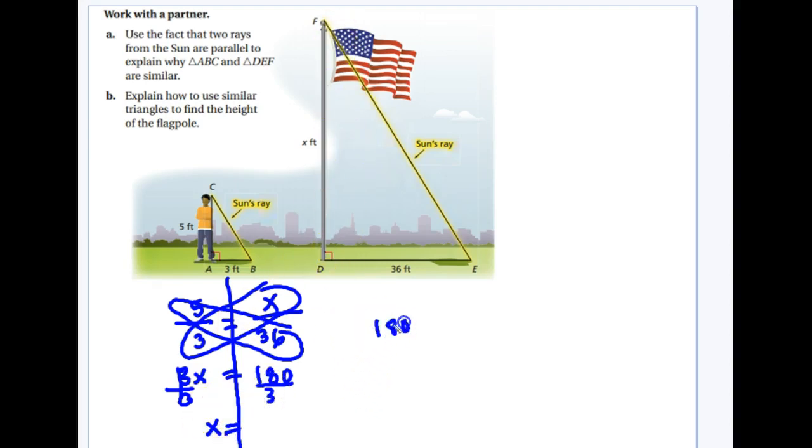So I'm going to take 180 and I'm going to divide it by 3. 3 goes into 18 6 times. That gives me a 0, bring down a 0. Make sure I bring my 0 up. So x is equal to 60 feet. The flagpole is 60 feet tall.